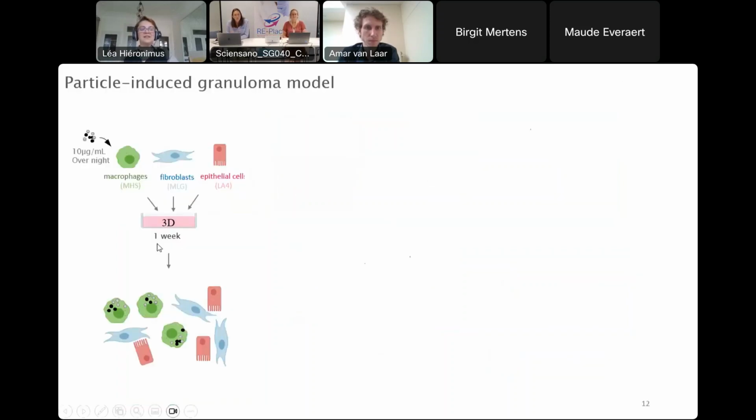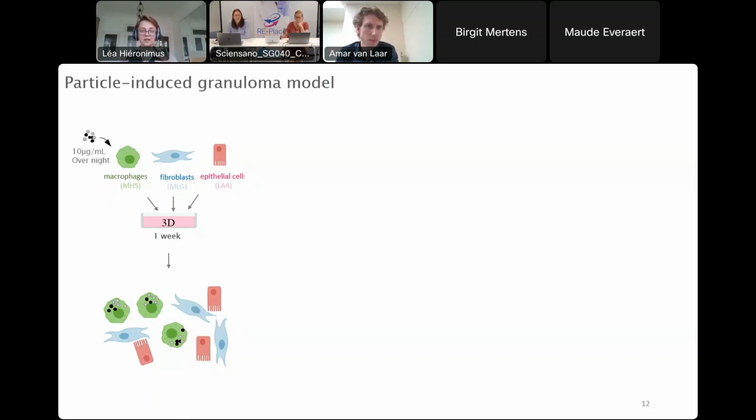Okay, so what I've done is creating a particle-induced granuloma model using cell lines. I've used 3 different mice lung cell lines: MHS macrophages, and fibroblast and epithelial cell lines. First, macrophages are pre-exposed overnight to different particles, inducing or not granuloma. After overnight exposition, they are collected and co-cultured with fibroblasts and epithelial cells to mimic what occurs in vivo.